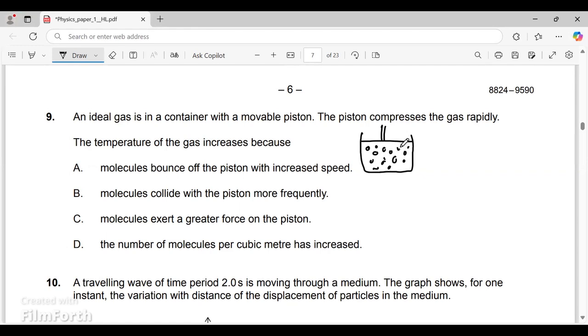because as the piston compresses the gas rapidly, the gas molecules are forced into a smaller volume. When the volume decreases, these molecules collide with each other and the walls of the container more frequently and with greater energies. So this results in an increase in the average kinetic energy of the gas molecules. So the answer is 1. Molecules bounce off the piston with increased speed.